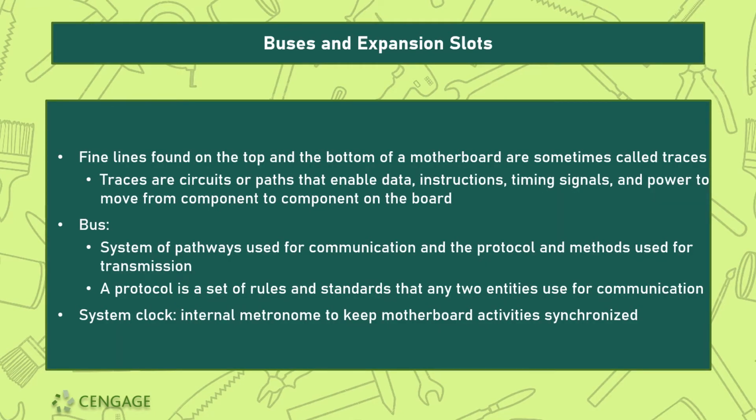So we have what are called traces on the top and bottom of your motherboard. These are fine lines that represent circuits or paths that enable data, instructions, timing signals, and even power connections to move from component to component on the board. So these are the little wires internal to the motherboard that feed all of those pieces of information I just talked about from one component to another.